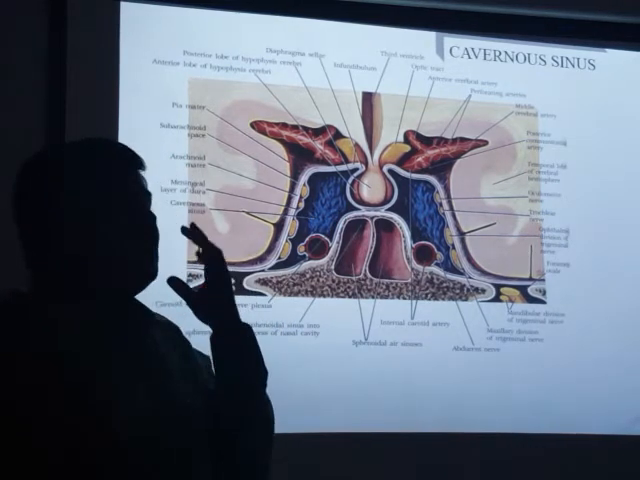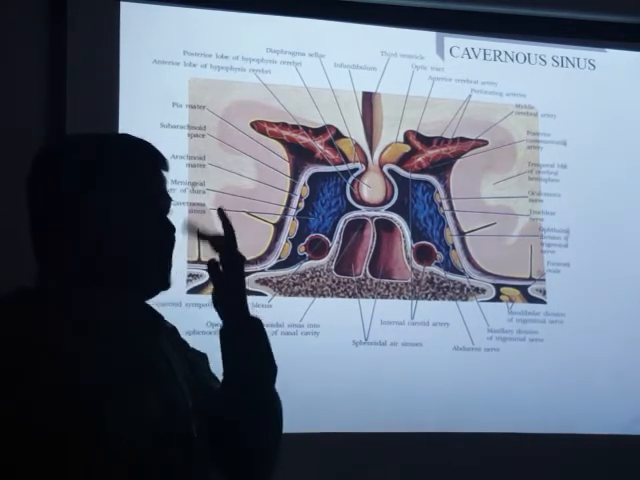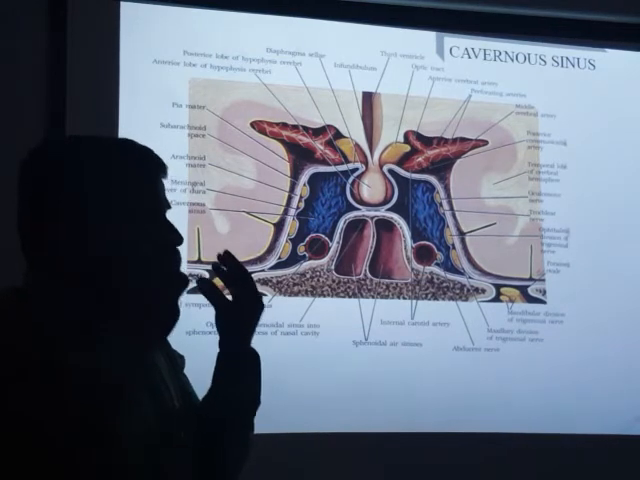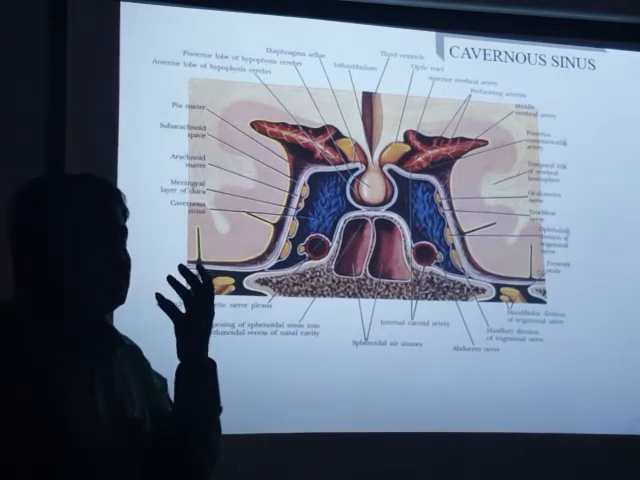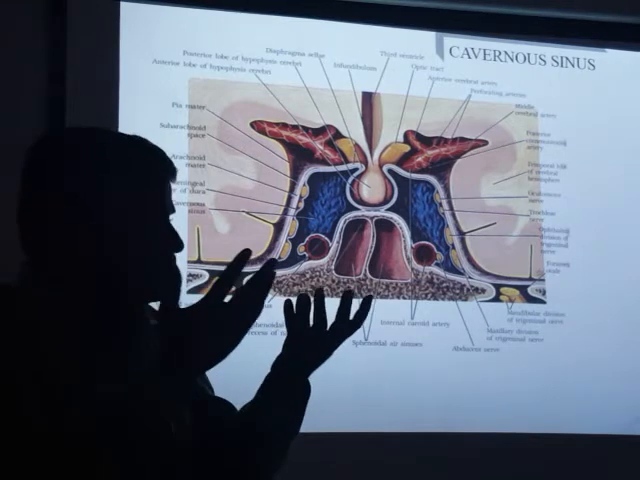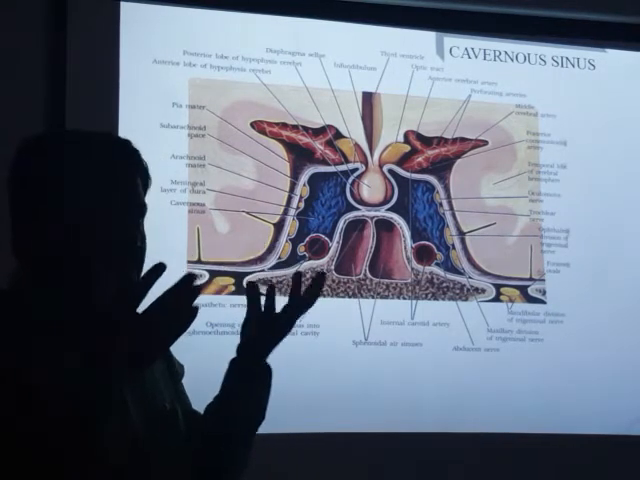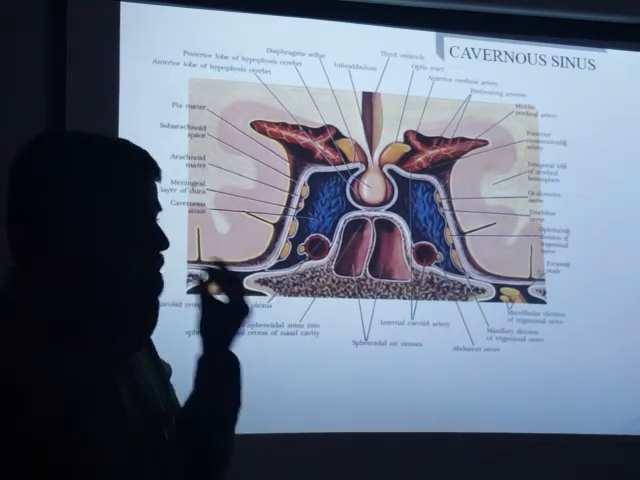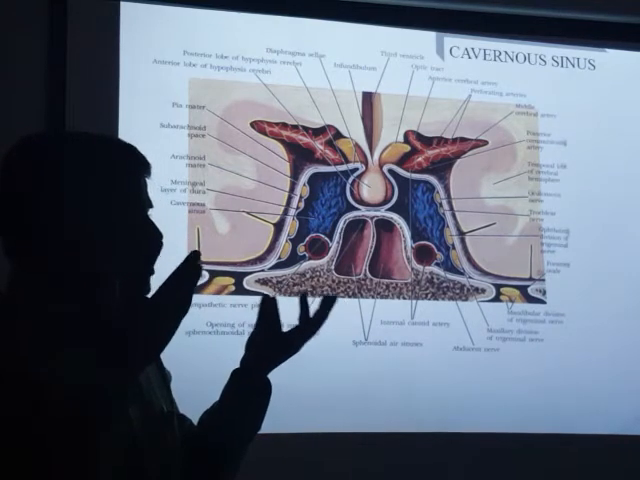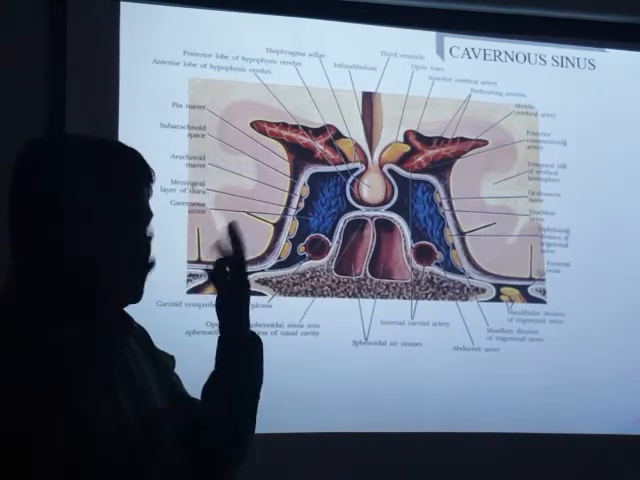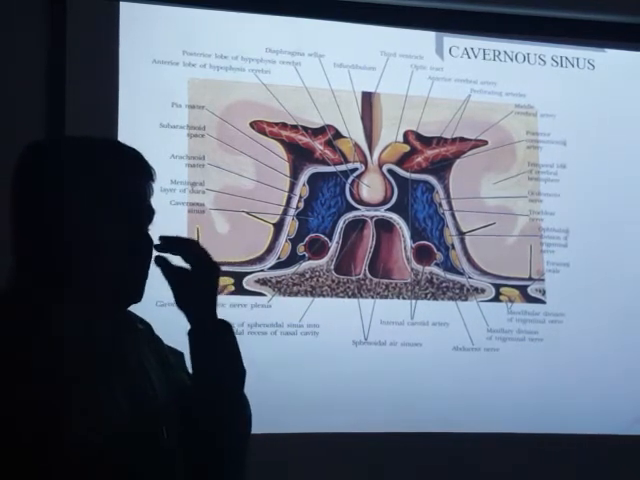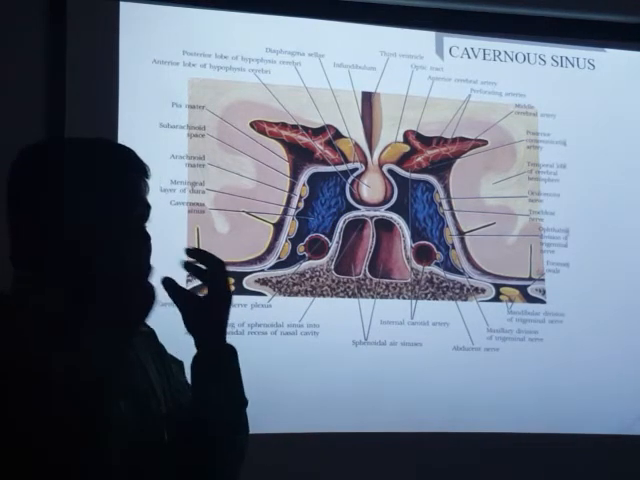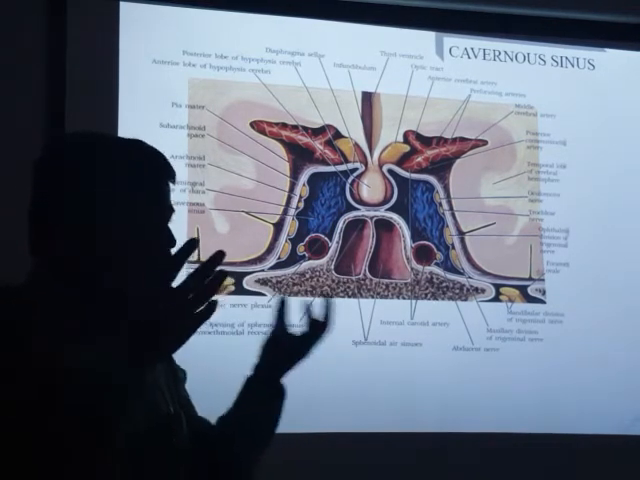That's why they are called paranasal air sinuses. The main function of these air sinuses is to give resonance to the voice. That's why whenever you suffer from a cold, your voice changes. Why does it change? In a cold, the secretions are more, so those secretions will fill up these sinuses. So the resonance in the voice is lost. That's why the voice changes.